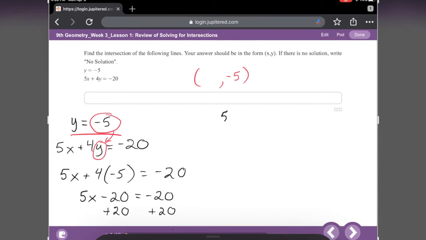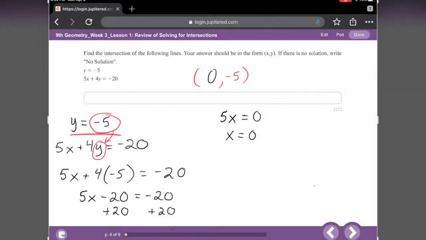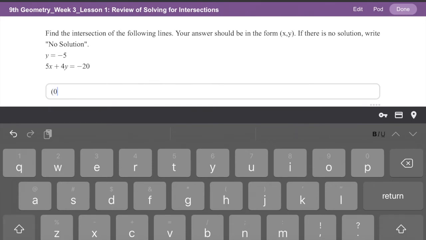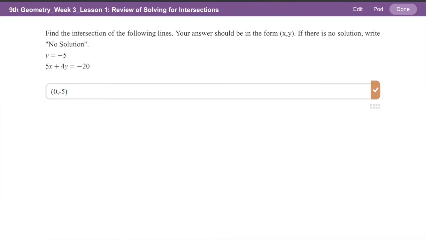and then let me continue it up here, I get 5x is equal to 0. So that means x itself has to be equal to 0. And that's my ordered pair. It's going to be 0, comma, -5. Let's get rid of that and enter in our answer: 0, comma, -5. Okay, looks good. All right, let's move on to the next one.